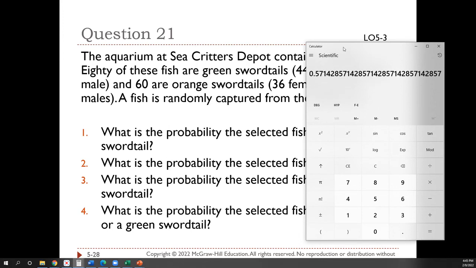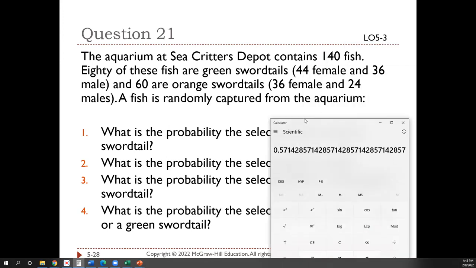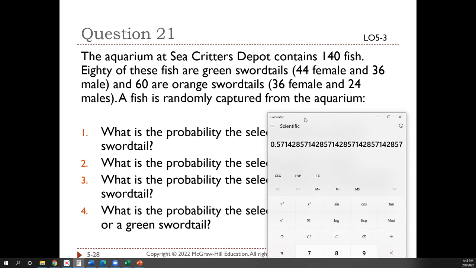Okay, what is the probability the selected fish is male? Okay, so first off, we have to figure out how many male fish there are. We have 36 plus 24. We have 60 fish that could be male. Divide that by 140. That will give us about a chance of picking a male fish of around 43%.